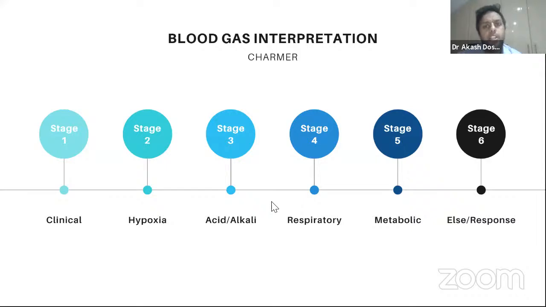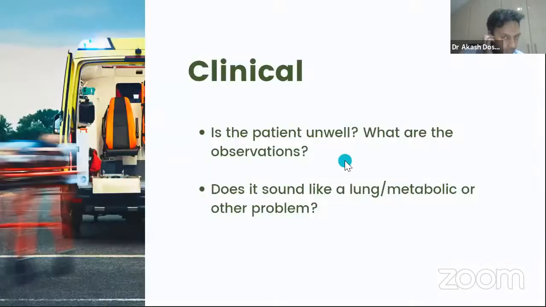So, blood gas interpretation. I could not find an acronym whatsoever to take you through the blood gas interpretation method, so I decided to just invent my own. Tell me in the chat whether you think this is any good or not. I've gone for CHARMA just because why not? CHARMA stands for Clinical, Hypoxia, Acid, Alkali, Respiratory, Metabolic, ELS, Response. This is a nice, easy way of thinking about how one would interpret a gas. What I'll do is take you through each of those and explain a little bit more about what each of them mean. So, clinical.